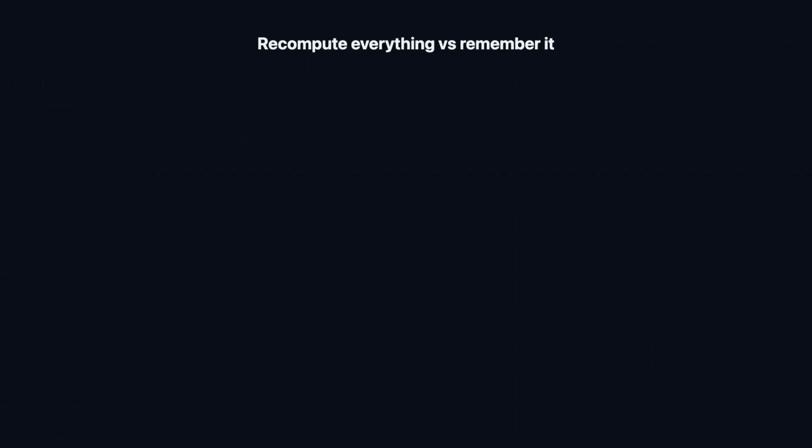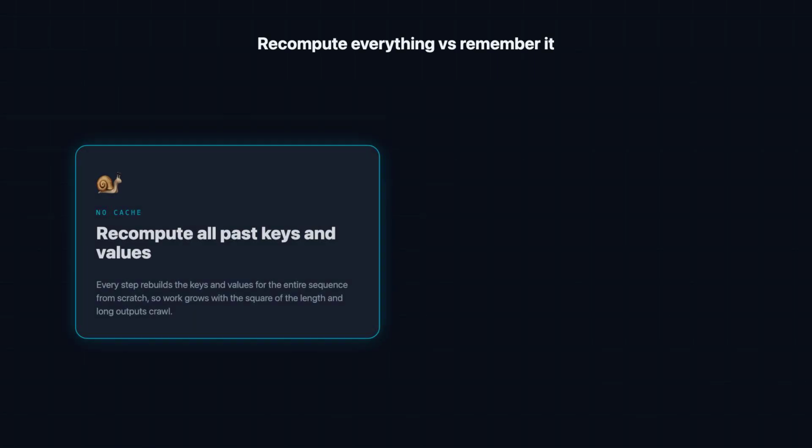So what does this actually save us? Here's the before and after. Without a cache, every single generation step reruns attention across the whole sequence from scratch, recomputing the keys and values for every token that came before. That work piles up quadratically with length, so a long answer becomes painfully and needlessly slow to produce. Every earlier token is rebuilt from nothing, even though its result is identical to the step before.